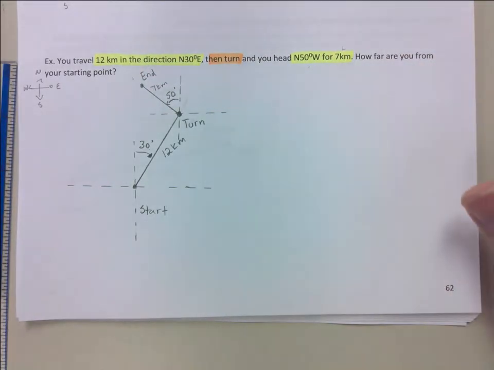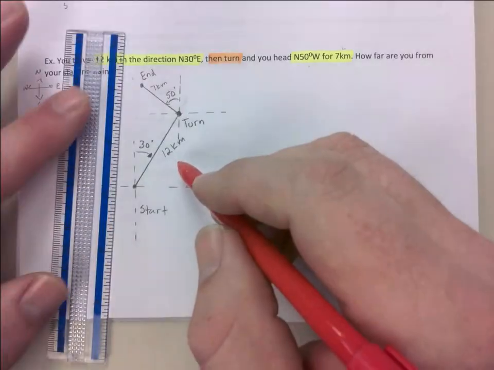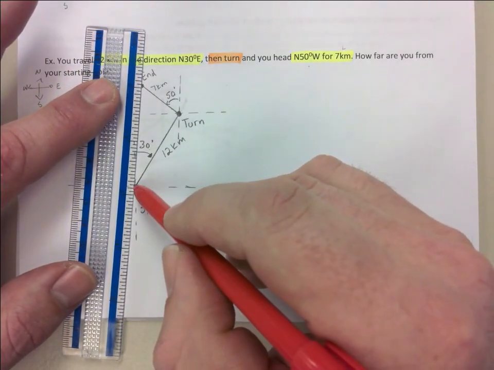And now I wonder, how far are you from your starting point? Like, what's the direct distance from here to here?